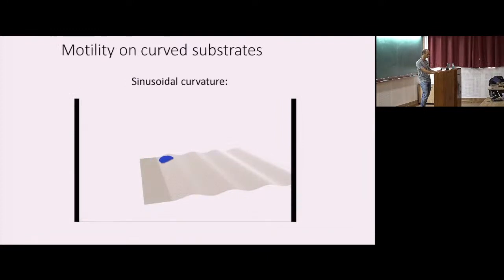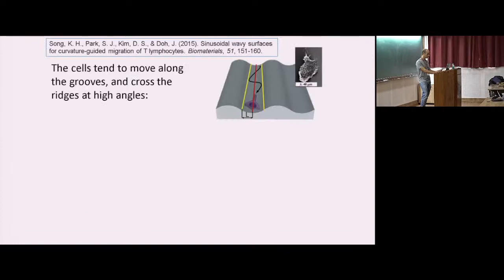Another part which I want to show you, if I have a few more minutes, is what happens when you move on a sinusoidal surface. So we found this interesting paper from Korea from 2015, which is again in the Biomaterials journal. So maybe many biologists that we talked to didn't even hear about this paper, although they work on cell migration, and it's easy to miss papers that are in more engineering journals.